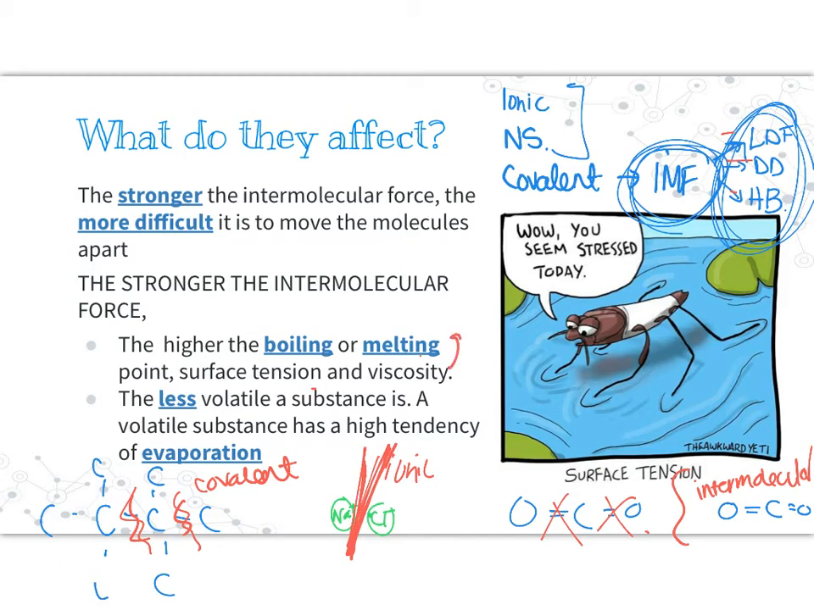Viscosity means, remember, resistance to flow. So if something is very viscous, it means it is thick, and it would have strong forces holding it together. If it is not viscous, it is very thin, and it would have very weak forces. We can also talk about volatile. Volatile means tendency to evaporate.